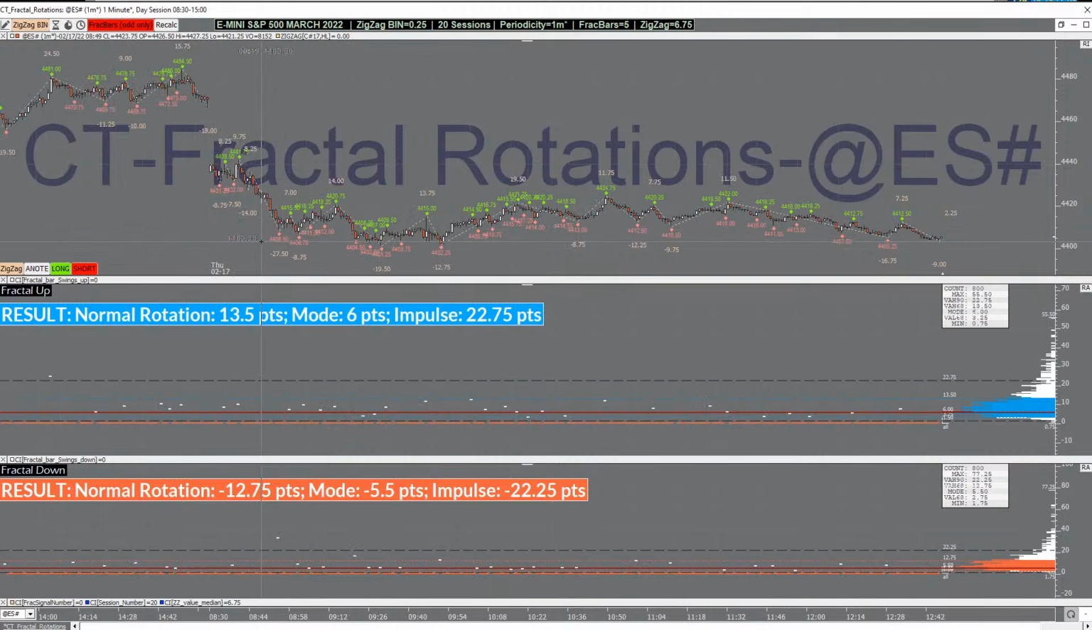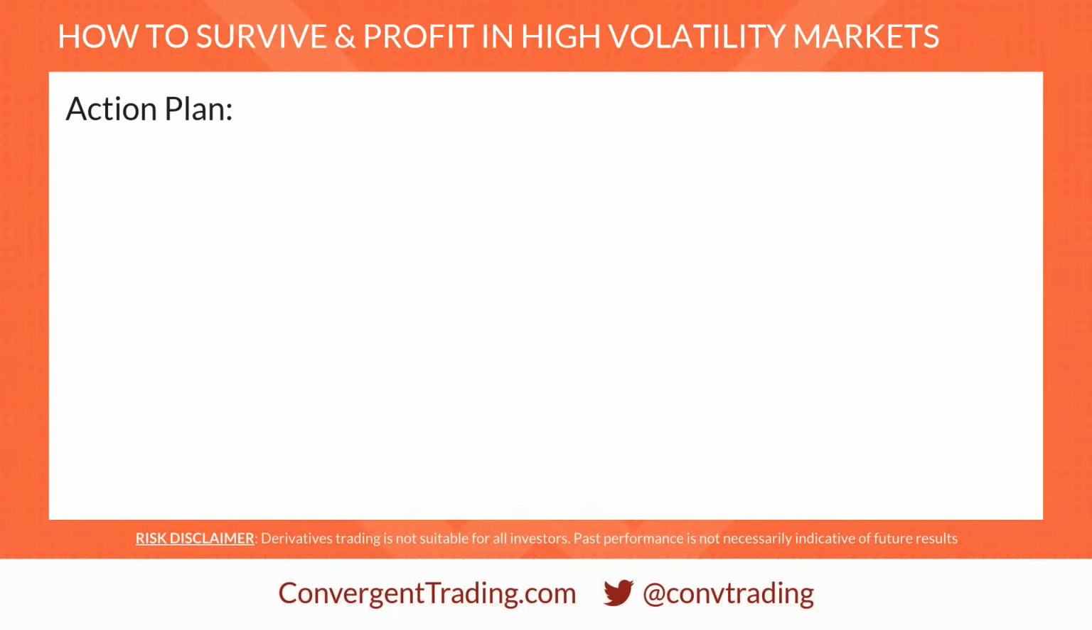That's how I'm looking. That's a standard setup that we talk about all the time at Convergent, and it's a setup that occurs in volatile or non-volatile markets. As long as there's an impulse, I'm looking to trade in the direction of the impulse. Where does that impulse come from? Rotations. Anyway, I'm running out of time and there's more to cover. Let's look at the action plan.